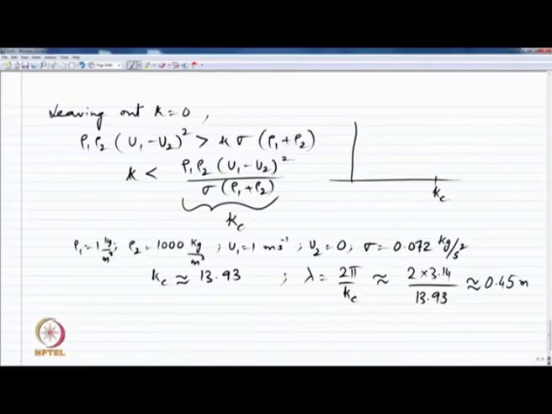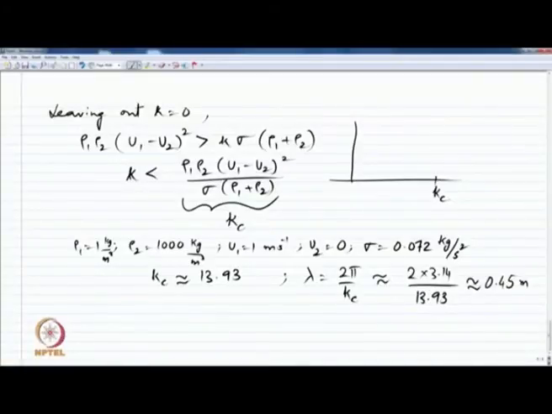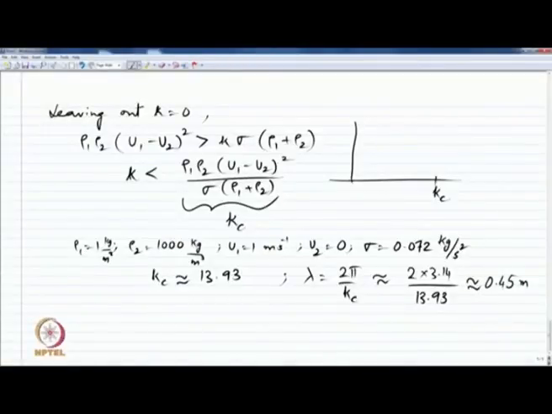so essentially if I have a breeze of 1 meter per second blowing on water, I have assumed rho 2 to be 1000 and rho 1 to be 1. So, if I have a breeze of 1 meter per second blowing on water which is at rest, u 2 is 0, I am expecting waves whose wavelength is roughly about half a meter. And you will notice that as u 1 increases, k cutoff increases, which means lambda cutoff decreases.